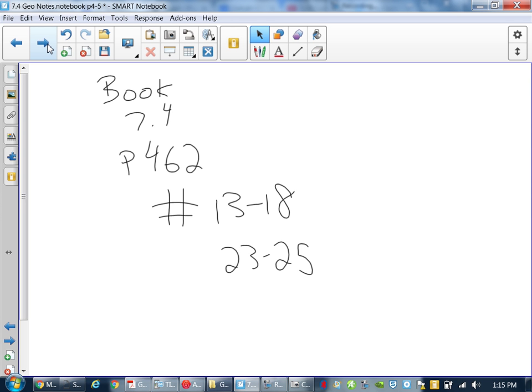Don't forget, when we do our quiz tomorrow, you have to remember how to tell what type of triangle it is. If it's an acute or obtuse, that was easy. Go back and look at it.